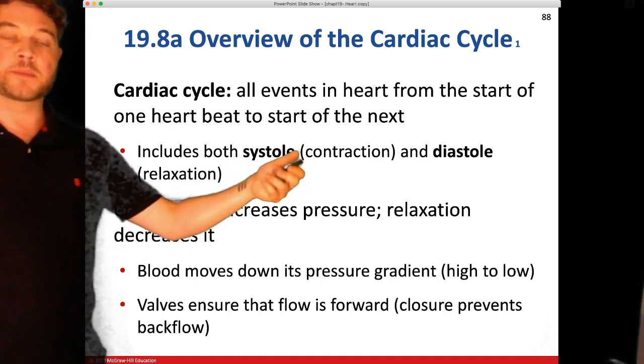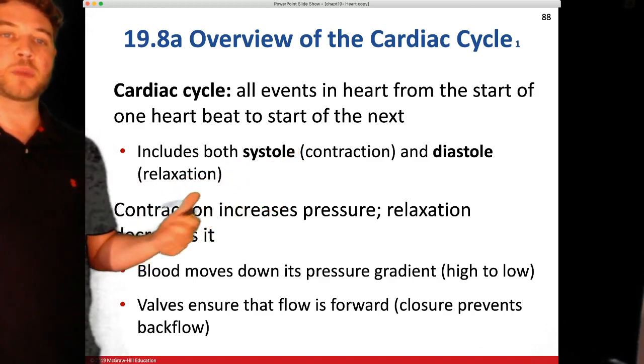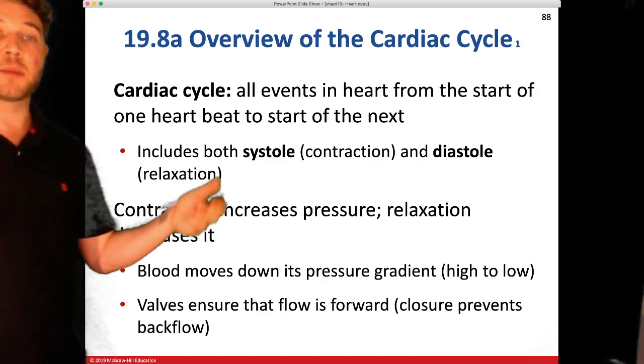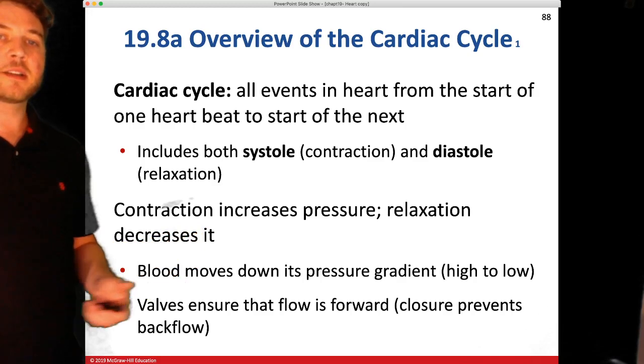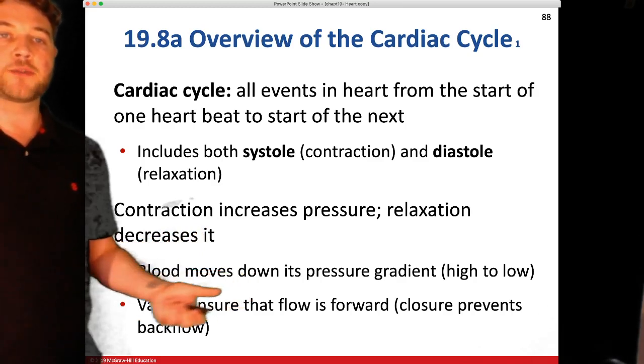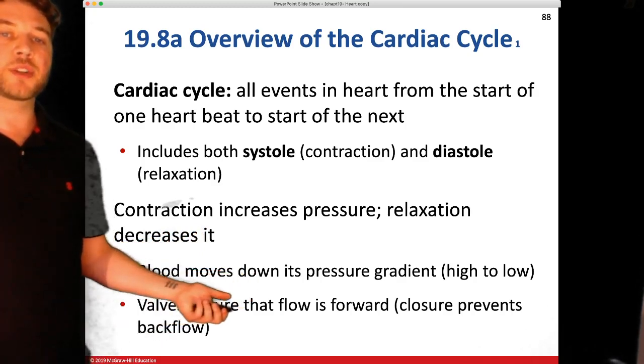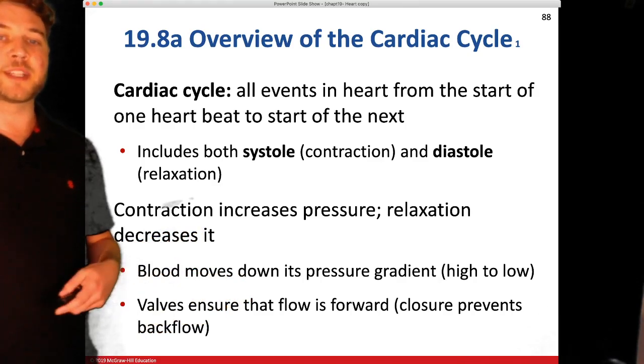Systole is when it's pumping blood. Diastole is when it's filling with blood, referring to the chambers here. The contraction increases pressure, relaxation decreases it. Blood moves down its pressure gradient from high to low, and the valves ensure that the flow is forward, closure preventing backflow.